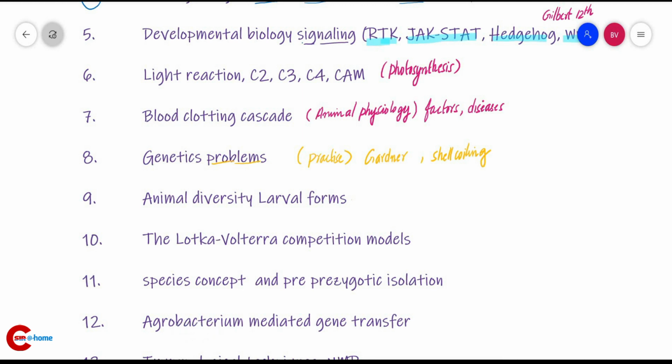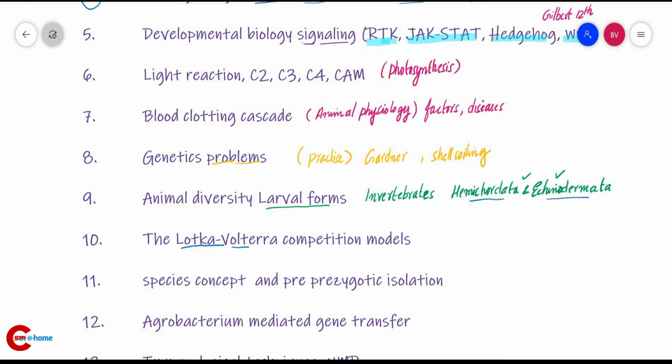Animal diversity is also an important topic. You have to study larval forms in invertebrates. First, we can study Tornaria larva. You can refer to Kotpal. Then you can study Echinodermata larval forms: Auricularia, Doliolaria, Bipinnaria, Echinopluteus larva, etc. Study the larval forms of invertebrata. Here you can study Echinodermata and Hemichordata, two classes.